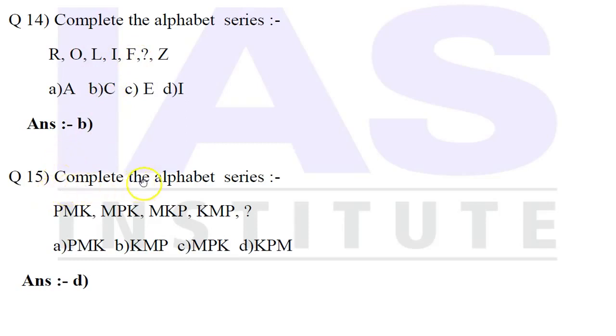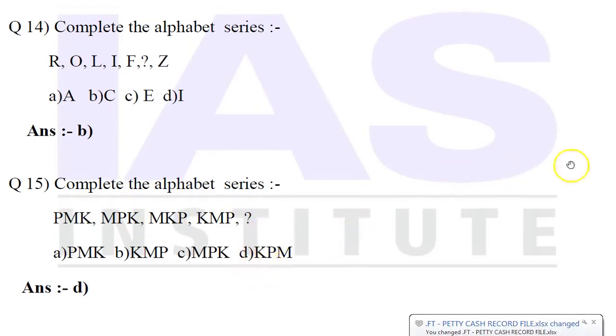15th question now. Complete the alphabet series. PMK, MPK, MKP and KMP. So here the first 2 letters and the last 2 letters interchange their positions alternately. That's why the correct answer is the D option, KPM. So this is all with the alphabet series.